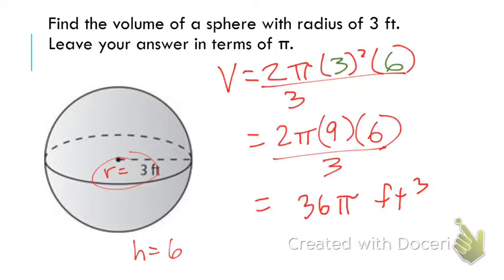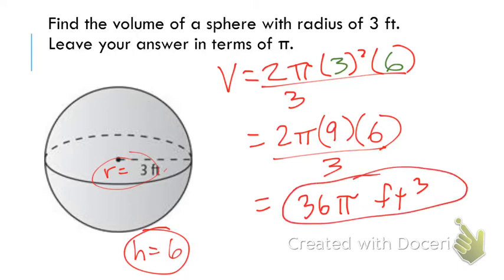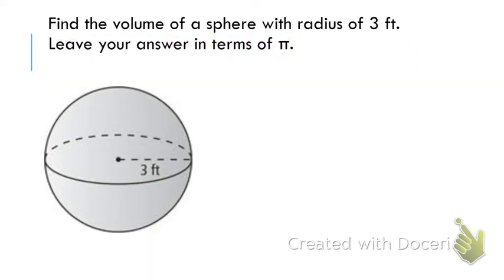Okay, so this one is a pretty straightforward problem. Our radius is given. The radius is 3, and then the height, we just double that. It's going to be 6. Plug everything into the formula. You would get 36 pi feet cubed. Again, you want to use a calculator, especially if it's asking you to round it to the nearest tenth. Here it says to leave your answer in terms of pi, so therefore I'm leaving pi right there. All right, let's move on to the next one.